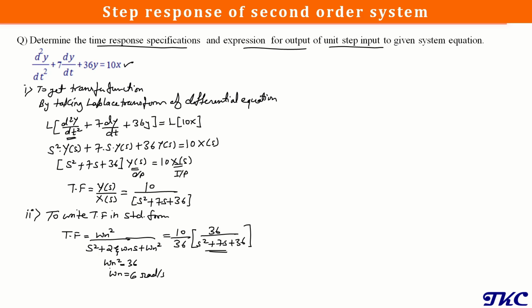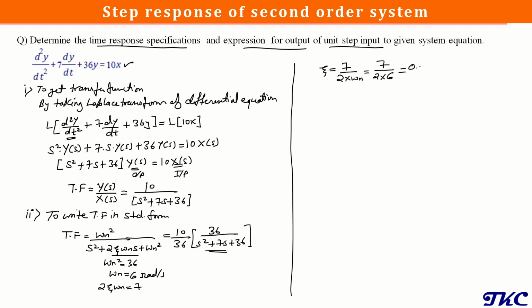Now in the same way, to get zeta we need to equate this term with 7s. So 2 zeta omega n is equal to 7. From this we get zeta is equal to 7 divided by 2 into omega n. So it will be 7 divided by 2 into 6, which we got as omega n. When we divide 7 by 12, it will be 0.583. Once we have the natural frequency and damping ratio of the system, we can determine the damped frequency, which we calculate by the formula omega d is equal to omega n under root of 1 minus zeta square. So it will be 6 under root of 1 minus 0.583 square. If we calculate this term, it will be 4.87 radian per second.